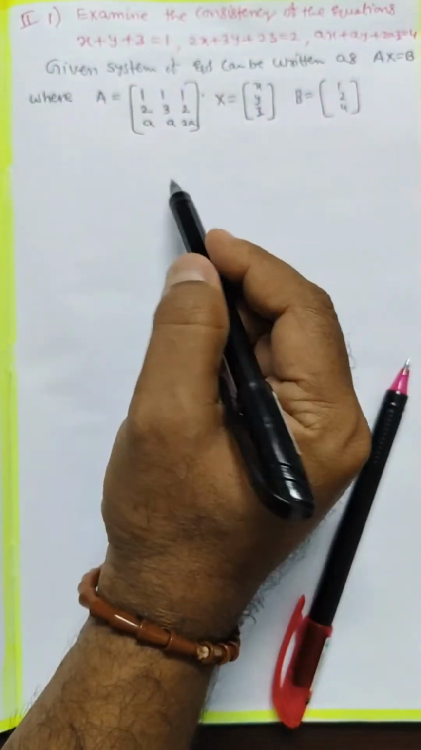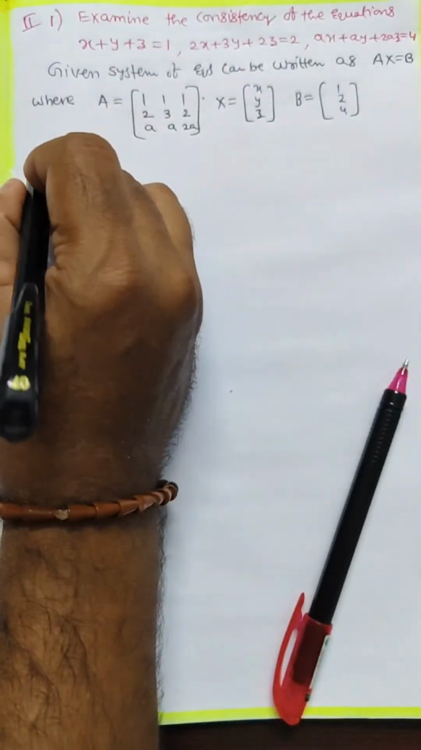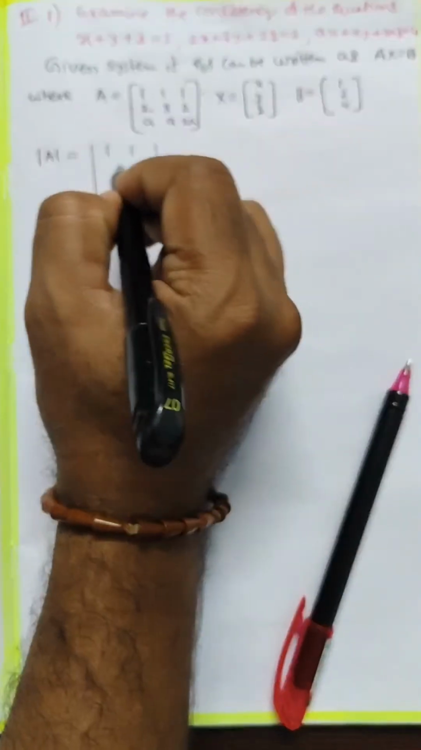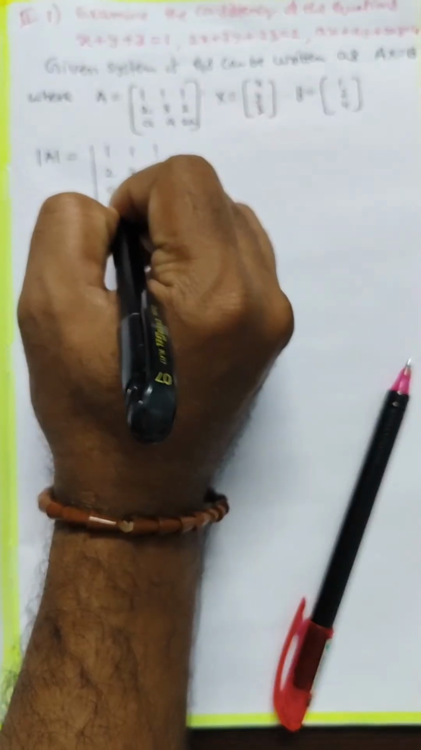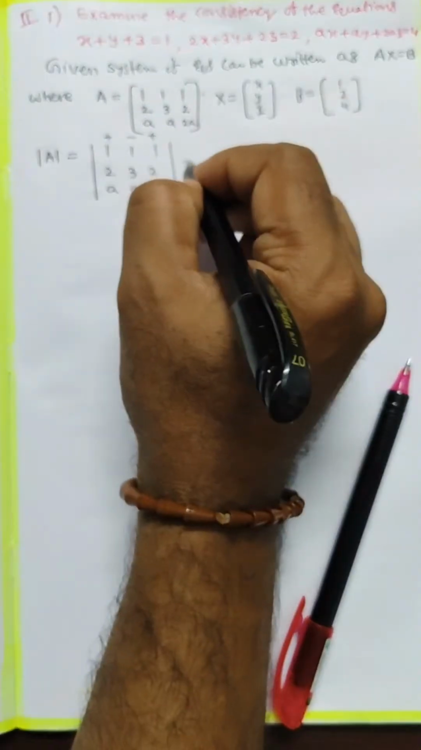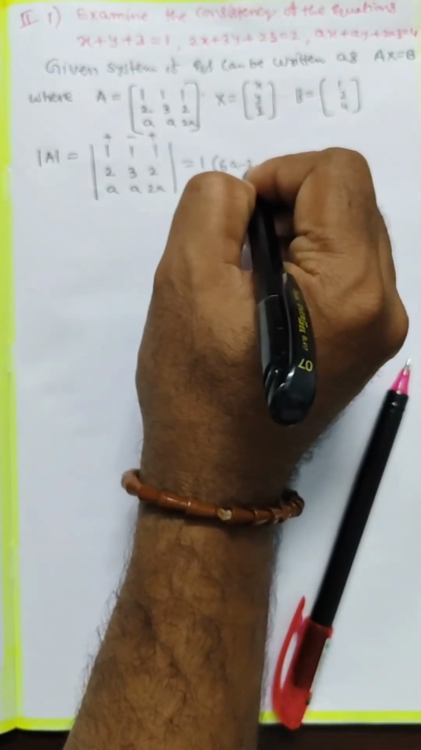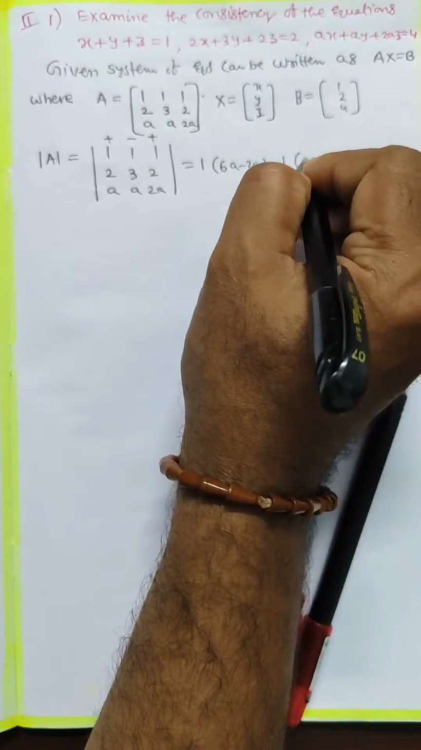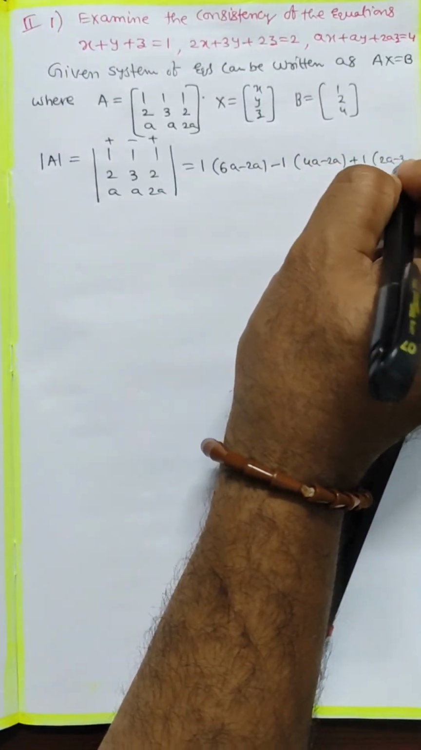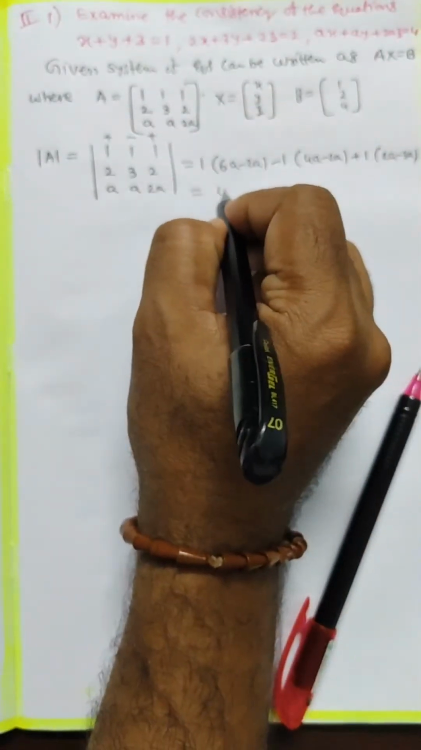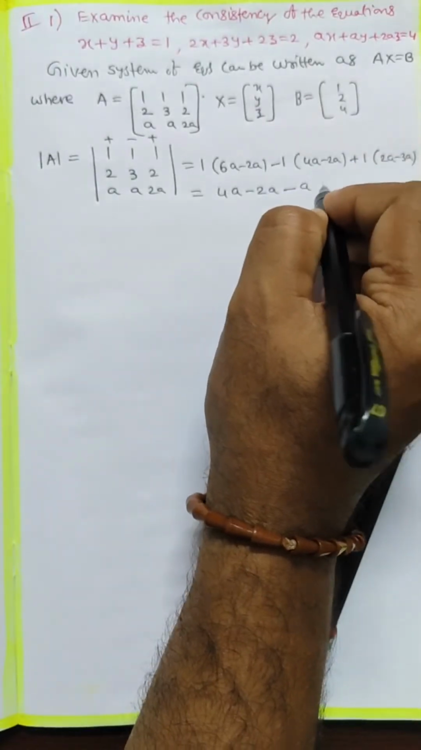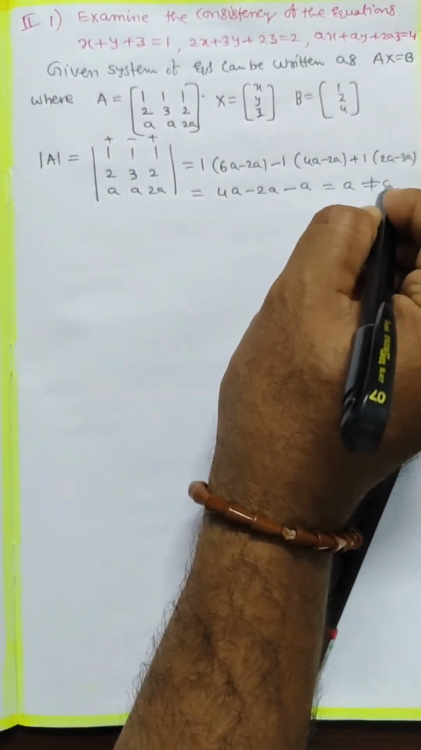So, to decide the consistency, we need to find the determinant of A. Det A equals the determinant of 1, 1, 1, 2, 3, 2, a, 2a, and we know how to expand this. 1 into (6a minus 2a), minus 1 into (4a minus 2a), plus 1 into (2a minus 3a). So 4a minus 2a minus a is equal to a, not equal to 0.